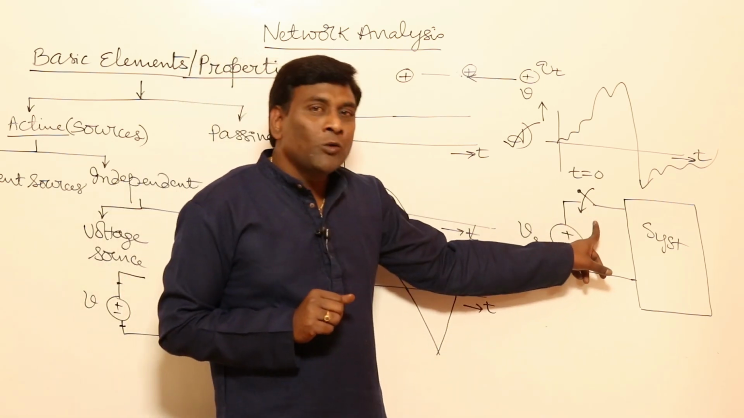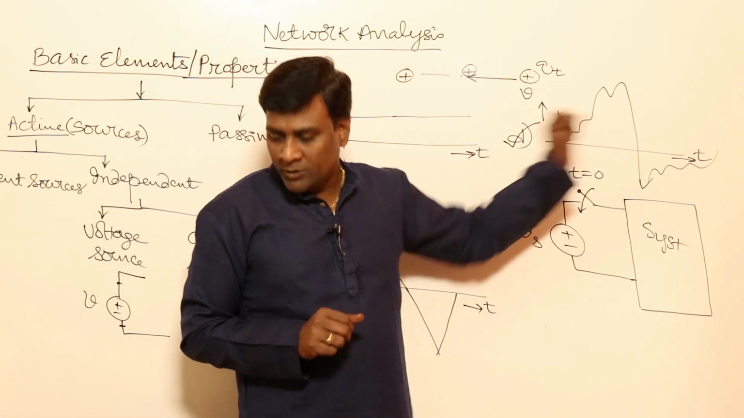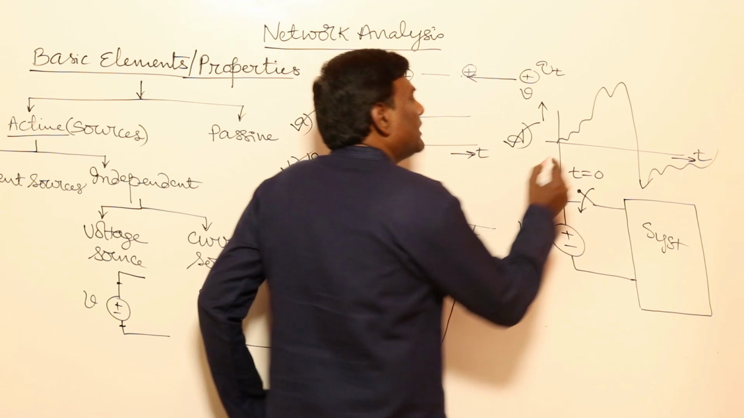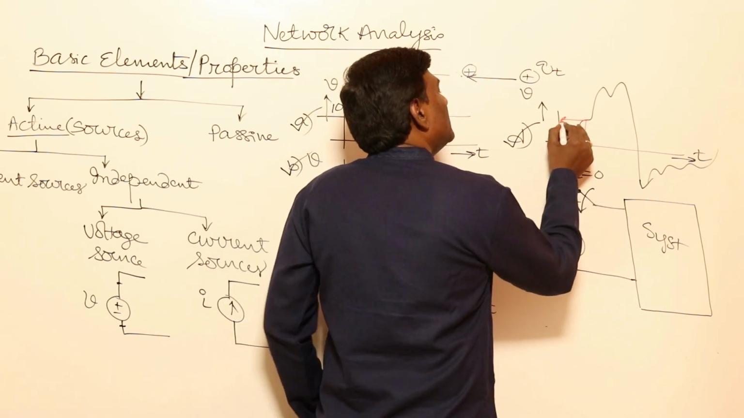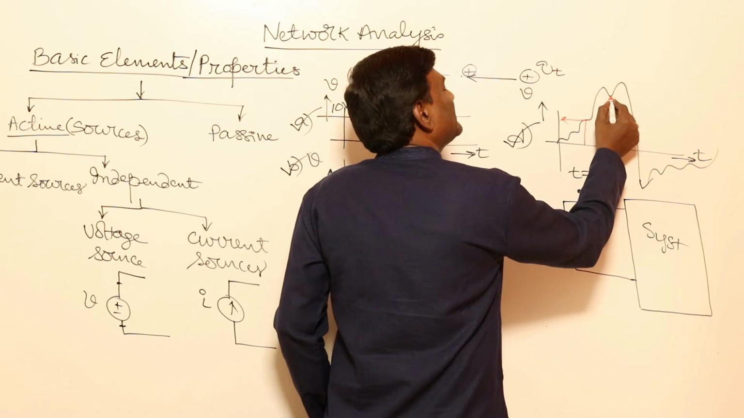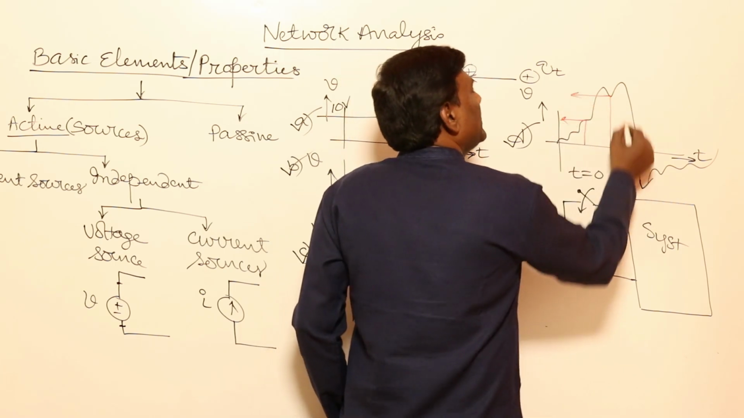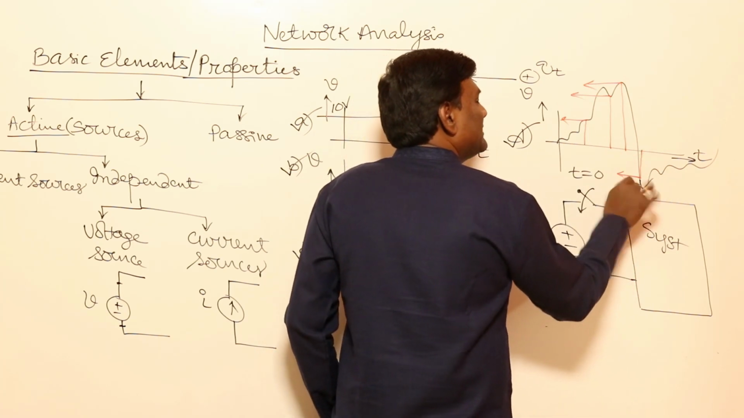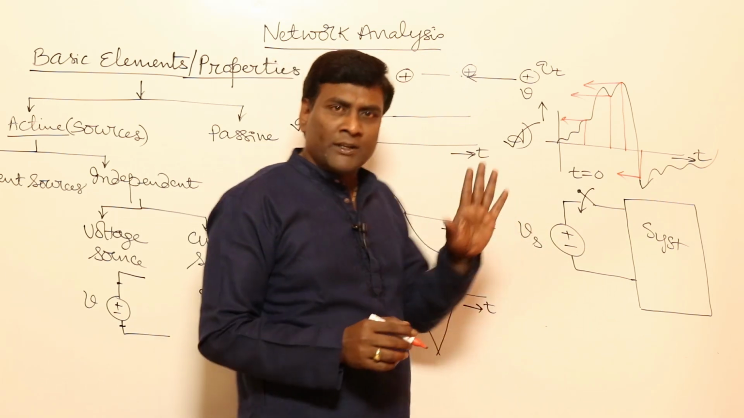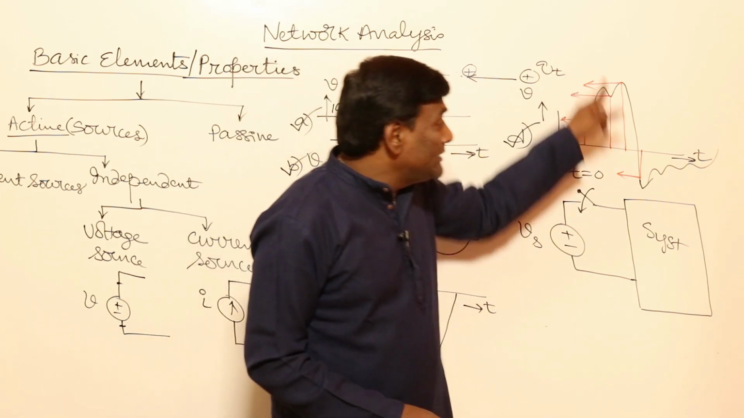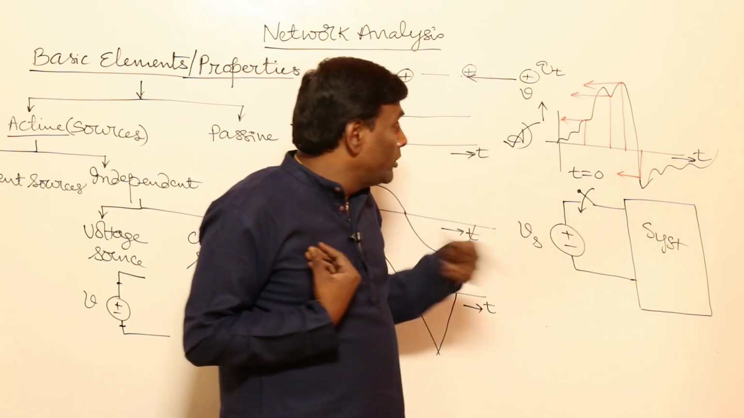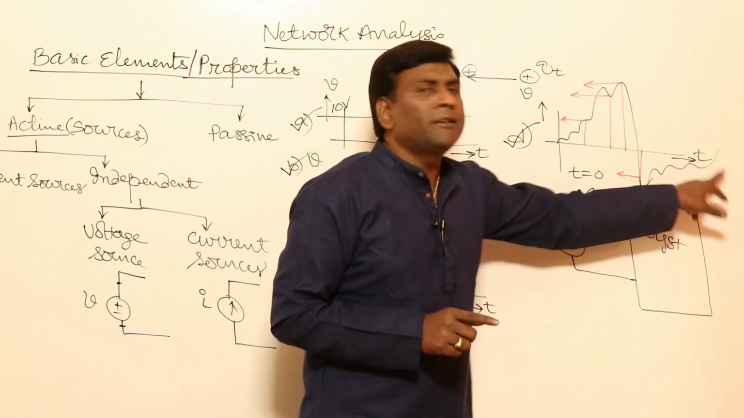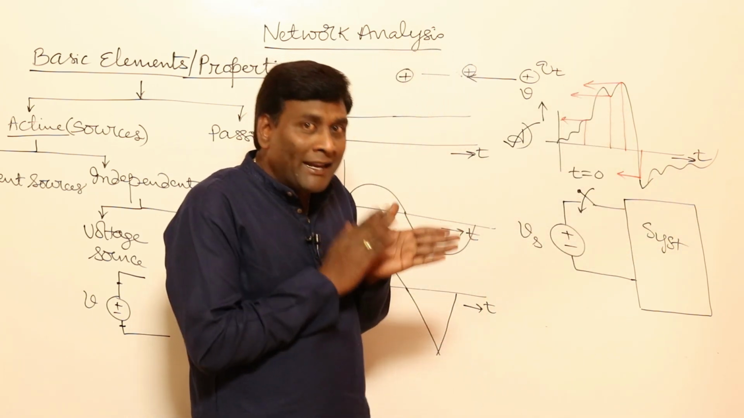For example, prior to connecting this particular source to the network itself, I know that at t equal to maybe 1 second, voltage is 10 volts. At t equal to 10 seconds, voltage is maybe 100 volts. At t equal to 20 seconds, voltage is 200 volts. At t equal to maybe 80 seconds, voltage is minus 15 volts, for example. So all instantaneous values of voltages I should know prior to connecting the network. At t less than 0, this complete thing I should have in my hand.